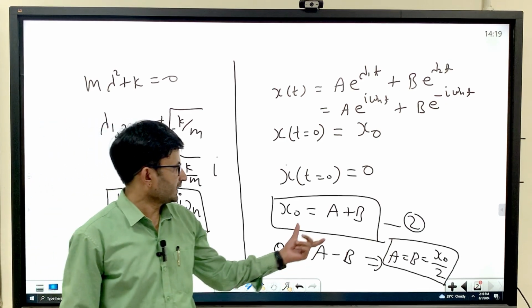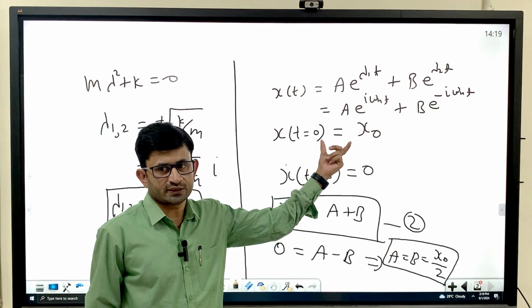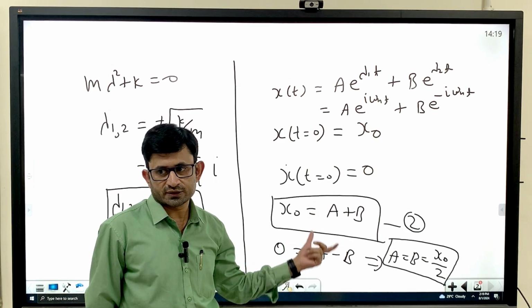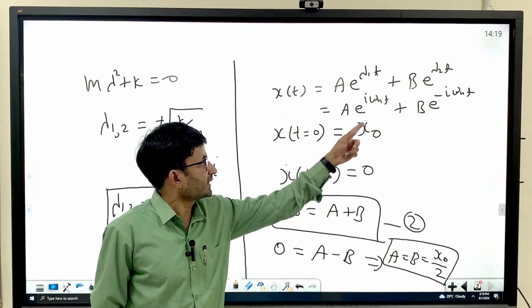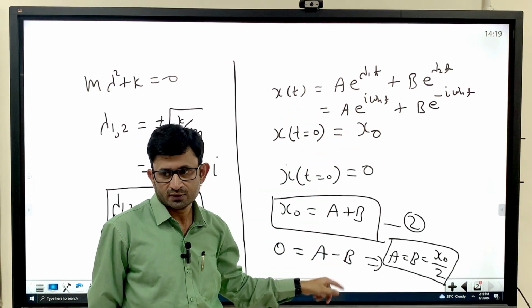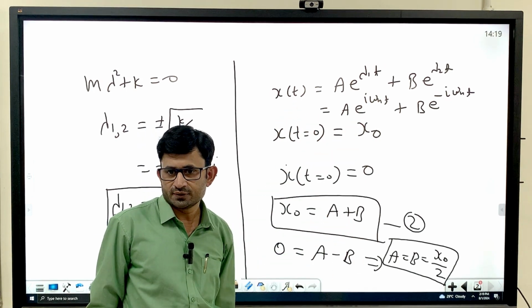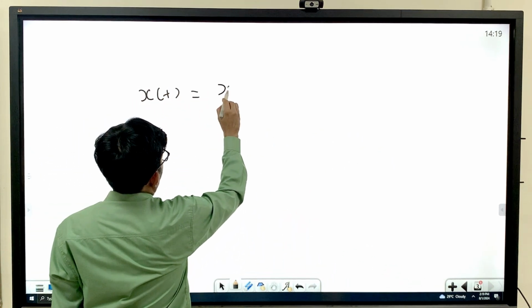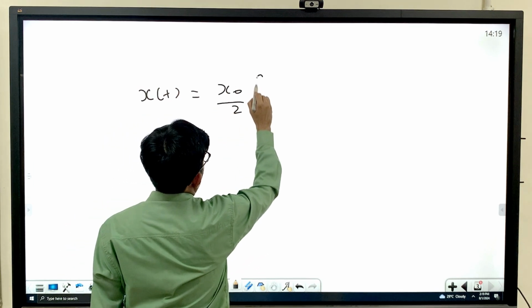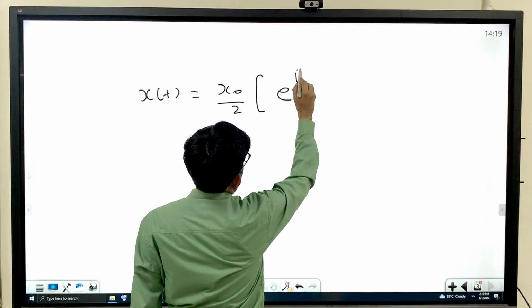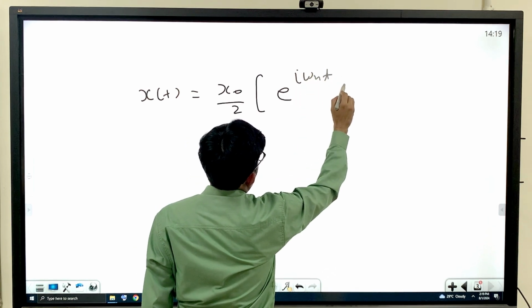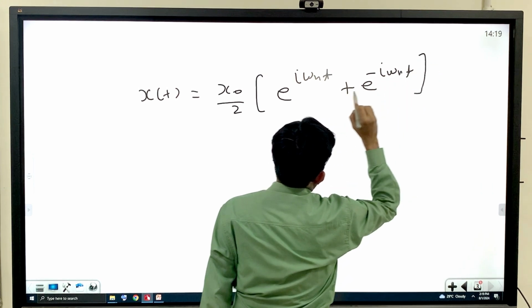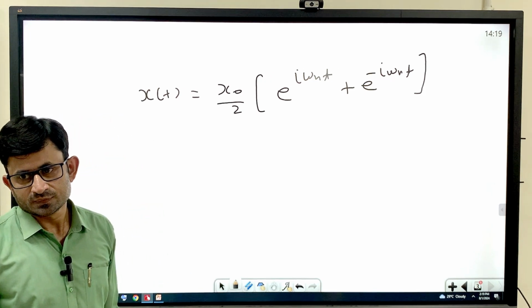This relation you get by putting the first initial condition, and this relation by putting the second initial condition. For the second initial condition you have to differentiate, the minus sign will come, that is why the minus sign is appearing here. You solve these equations, you will get a and b. Then you can write x of t equal to x naught by 2 times e to the power i omega n t plus e to the power minus i omega n t, right?